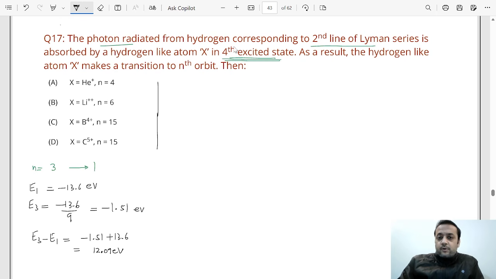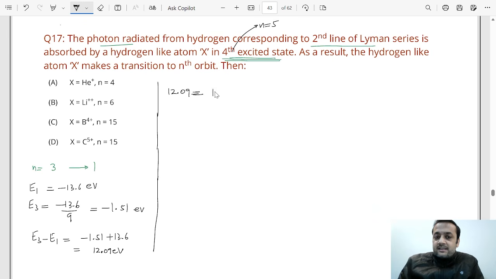Fourth excited state means n equals to 5. Remember, it is not n equals to 4. Fourth excited state means n equals to 5. So look, when this photon is absorbed by a fourth excited state atom, it will jump to a higher state. That means the energy of this photon is equal to the energy that the electron needs in going from the fifth state to the higher state.